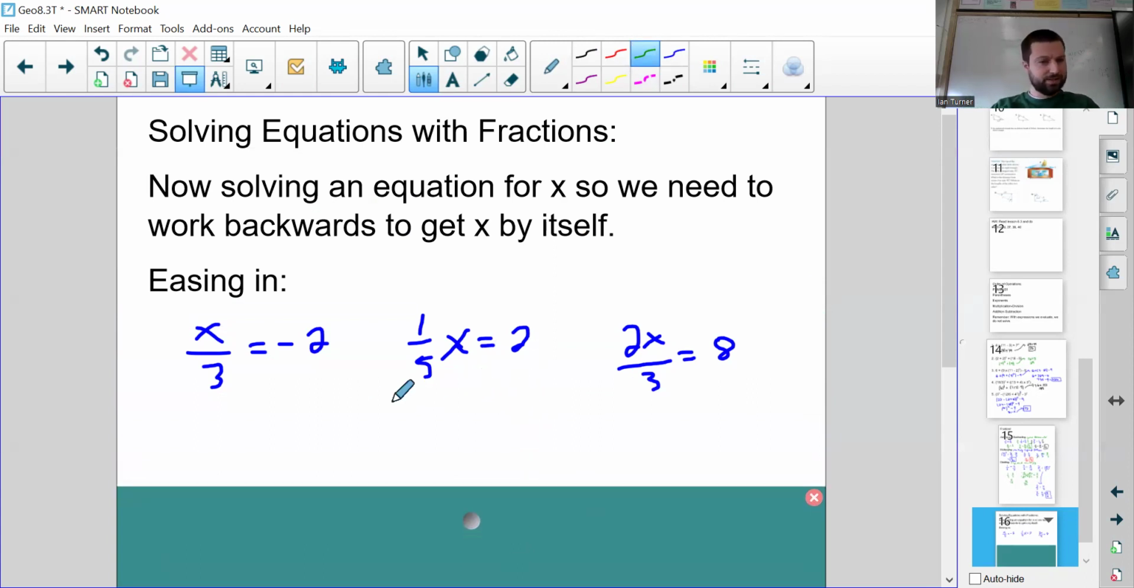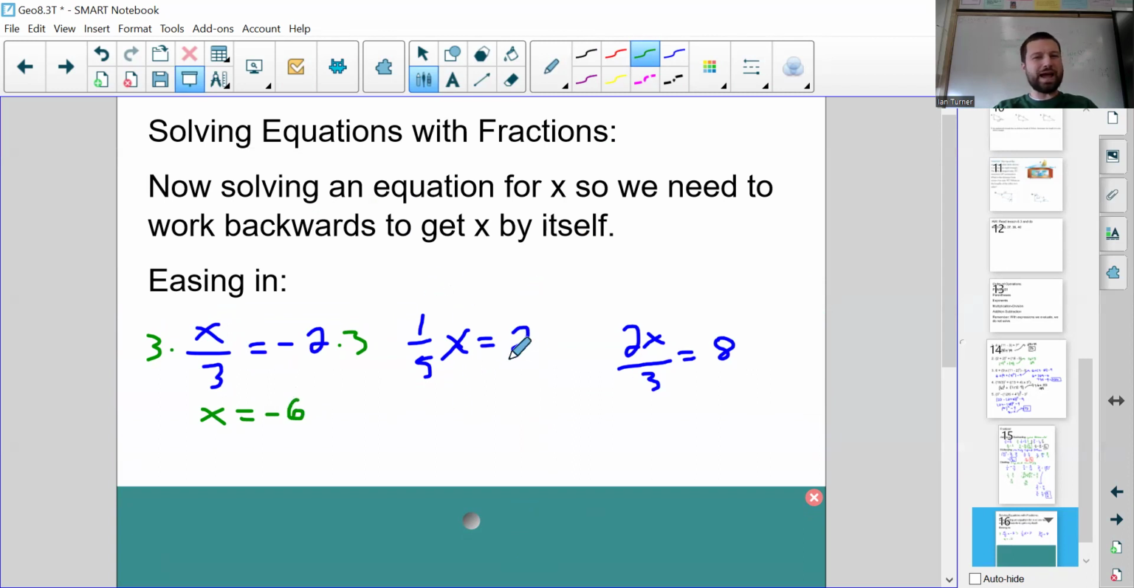So now we're solving for x. We have x here being divided by 3, so we want to do the opposite of division and multiply by 3. You guys can do this one. Just getting our brains warmed up here. -2 times 3 gives us -6.